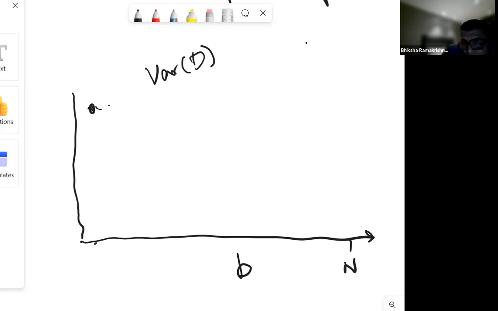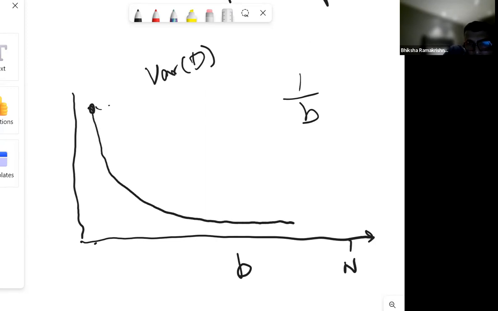We just went through this. How does it fall? 1 over b, right? It's because the mini batch is size b. And so it's going to fall like that. And as you will observe, 1 over b falls very, very rapidly.